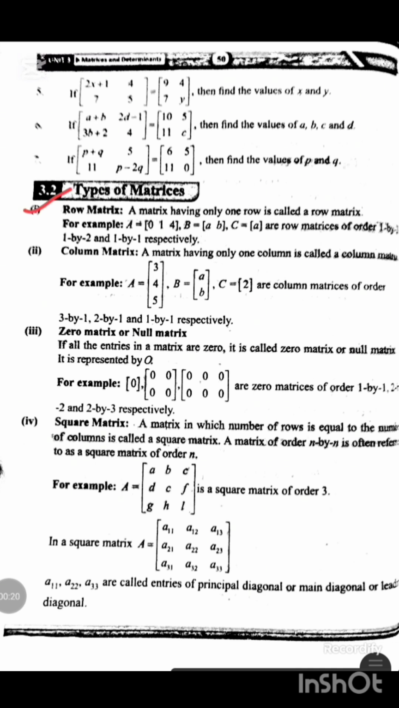First one is row matrix. A matrix having only one row is called a row matrix. It means that whenever we have only one row in any matrix, that matrix will be called a row matrix.